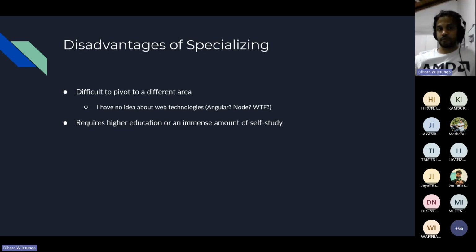You have to specialize and you have to commit to it. So you have to choose your profession very carefully. And also, getting into a specific area like this requires a lot of knowledge. Some of these fields might require a master's degree or a PhD or something like that. But in the case with graphics, it's all about self-study.